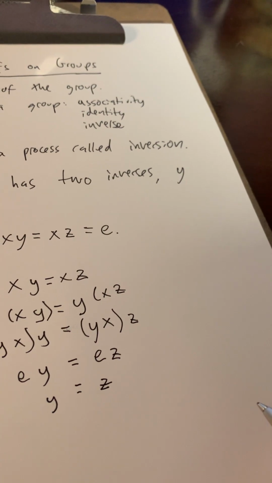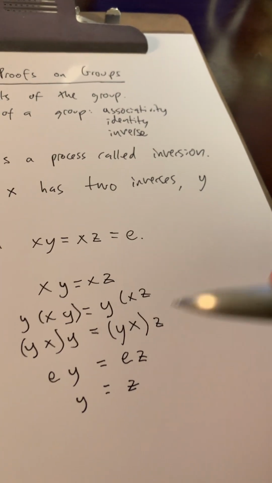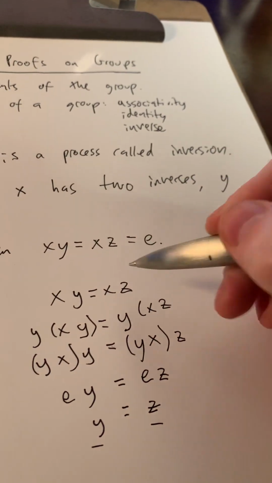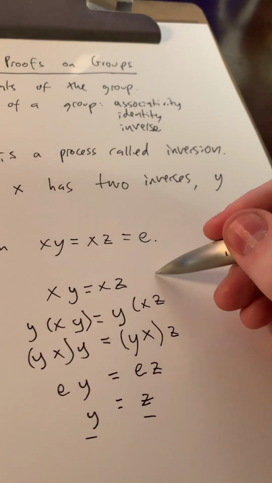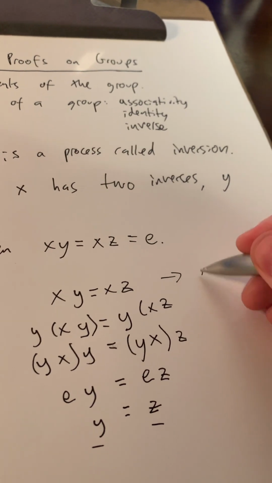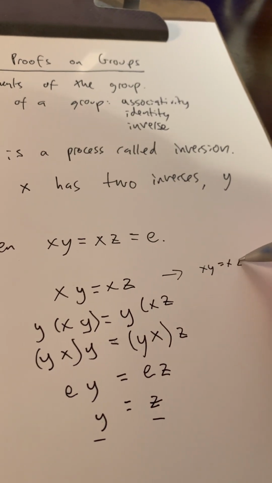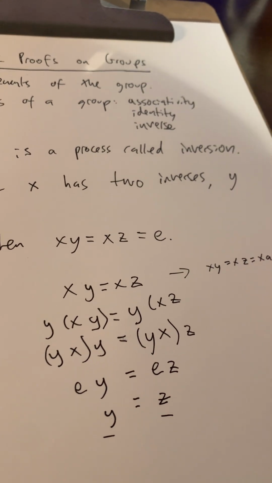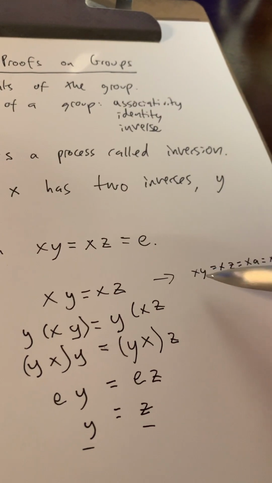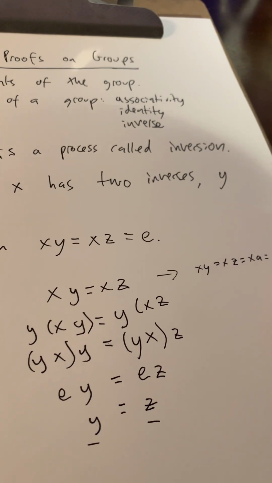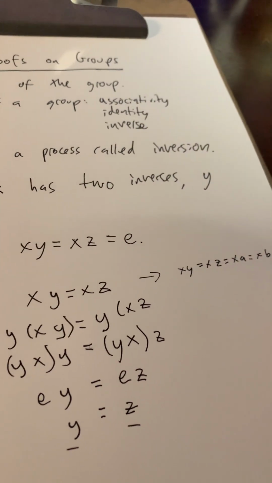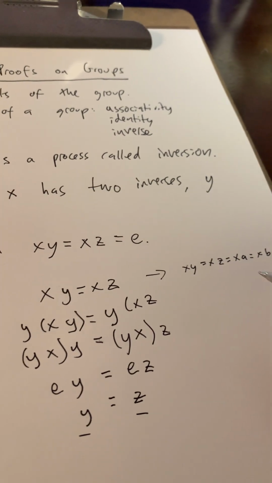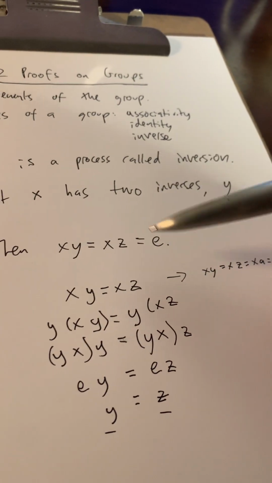Whew. So this proves that inverses are unique. Because if you have any more copies of a particular inverse, this proof applies to XY equals XZ equals XA equals XB, etc. By definition, all of these have to be equal to each other because the inverses have to be equal to the identity. Right? So this is quite a straightforward proof from top to bottom.